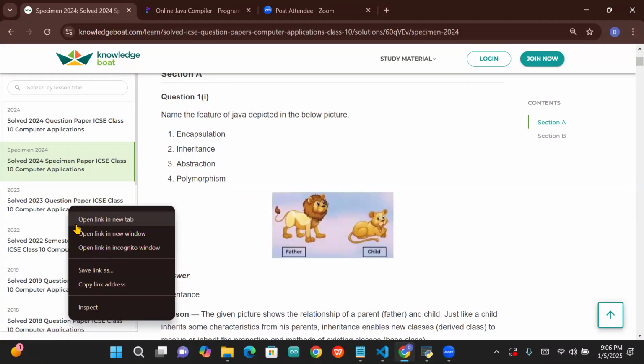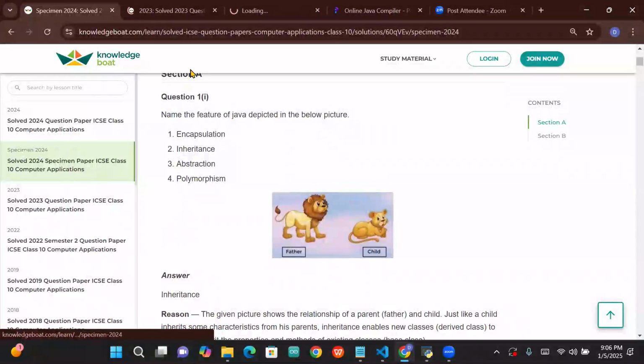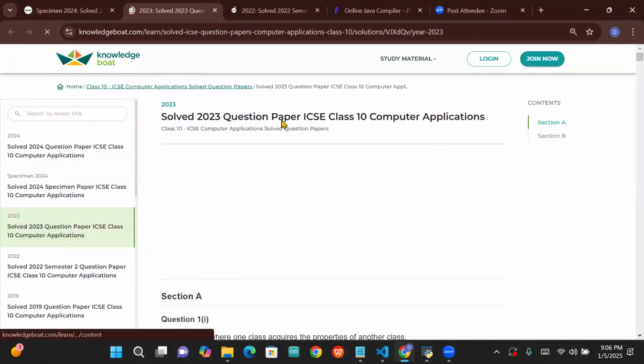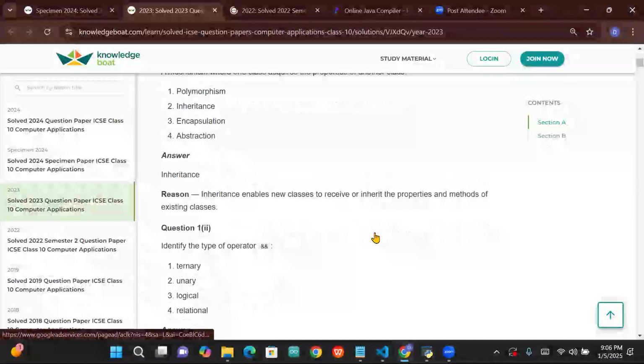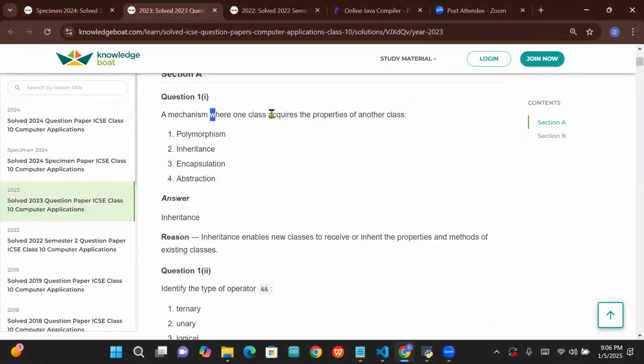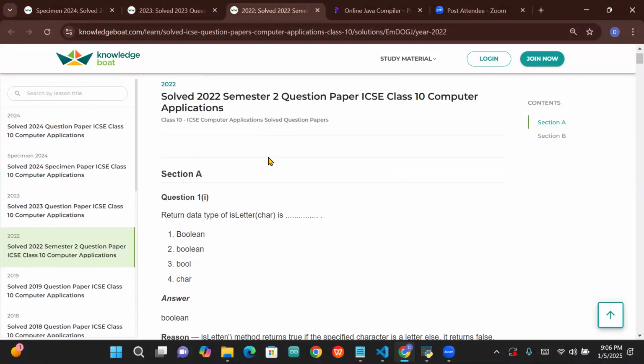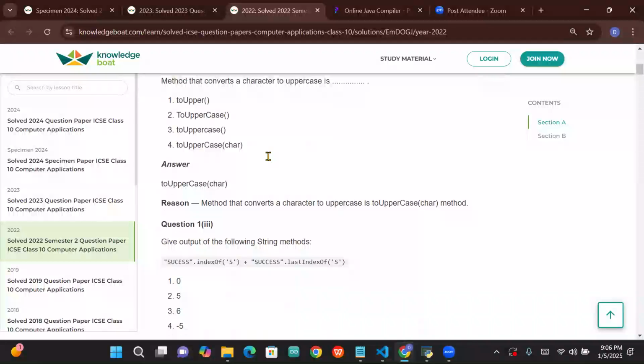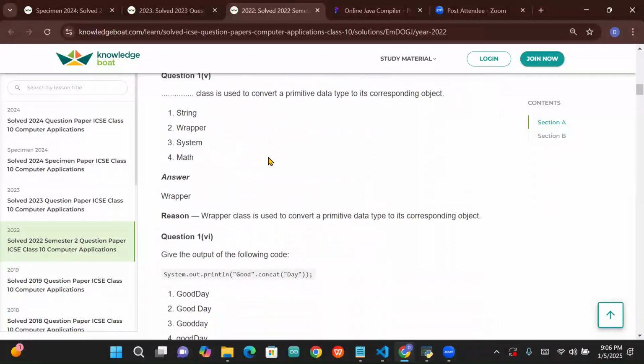Let me open any paper, 2023, 2022. Let me check if any question is there based on that. See, a mechanism where a class acquires the properties of another class. This question has been asked in 2023. I randomly opened this. I told you about father and child. The answer is inheritance. Let me open 2022 and see if they asked any question based on that.